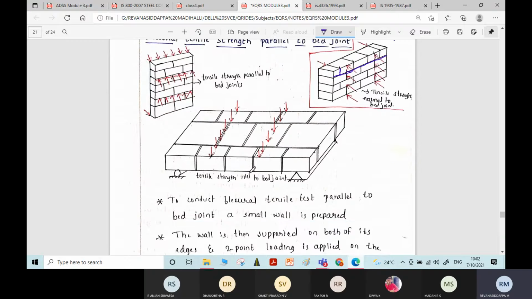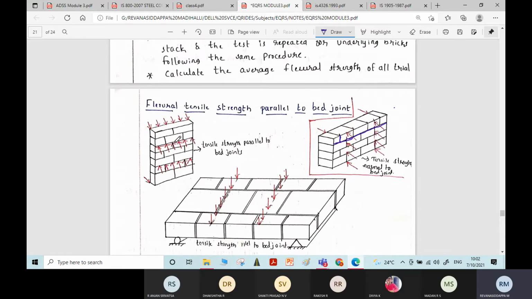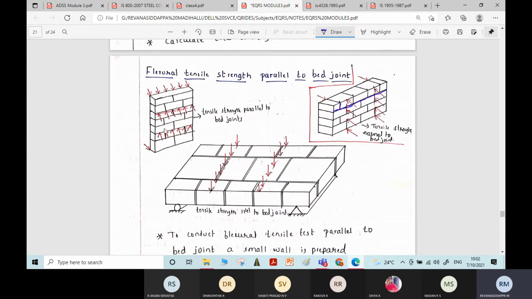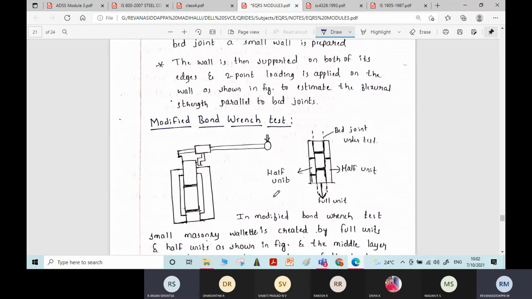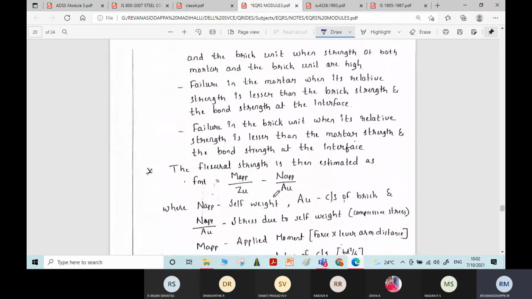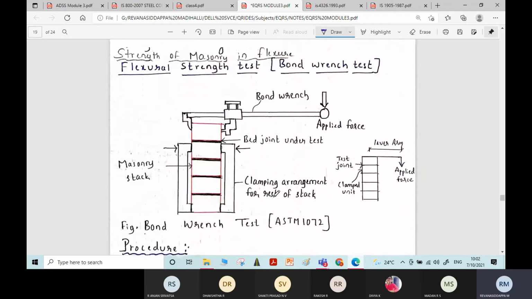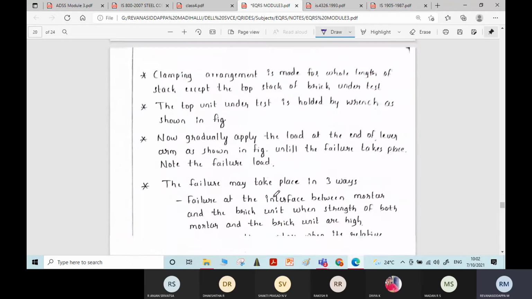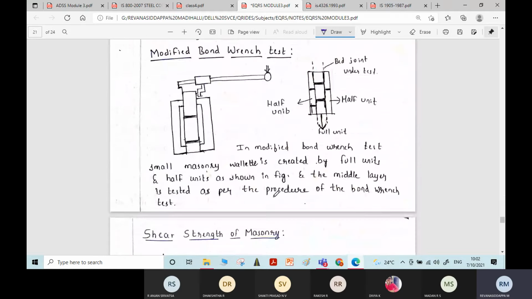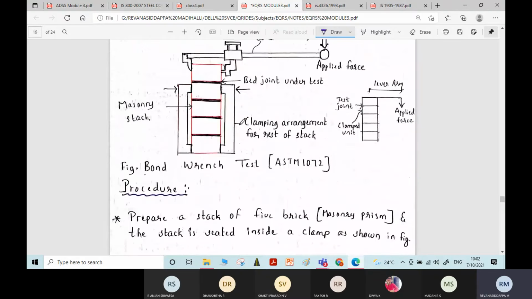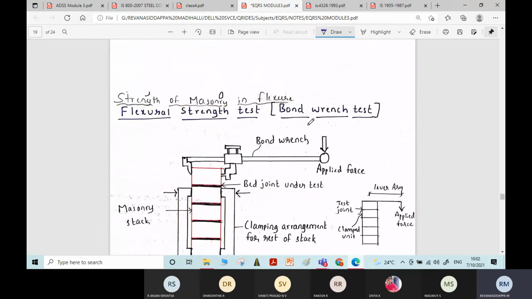Most of the time this masonry wall will be placed vertically only. In a few cases it will be placed horizontally like this. In figure C you can see this, and the flexural strength will be investigated. And yesterday we have studied the bond wrench test. There is one more advanced method, that is the modified bond wrench test. But first I will discuss the flexural strength using the bond wrench test.